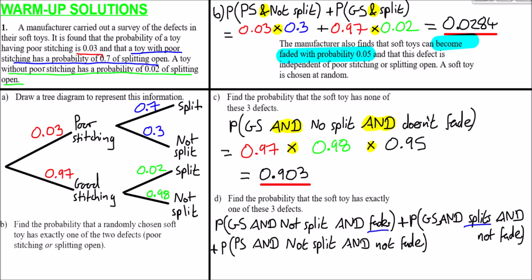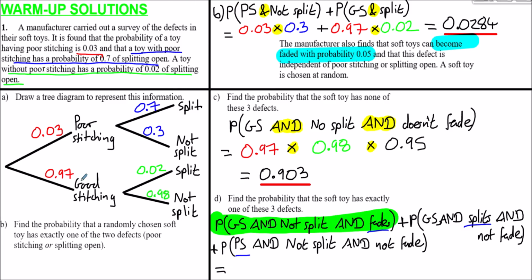So here, we're just looking at the defect being the fact that it is poor stitching. So we've got 3 separate ones to add together. So the first one is this. So let's calculate this first of all.